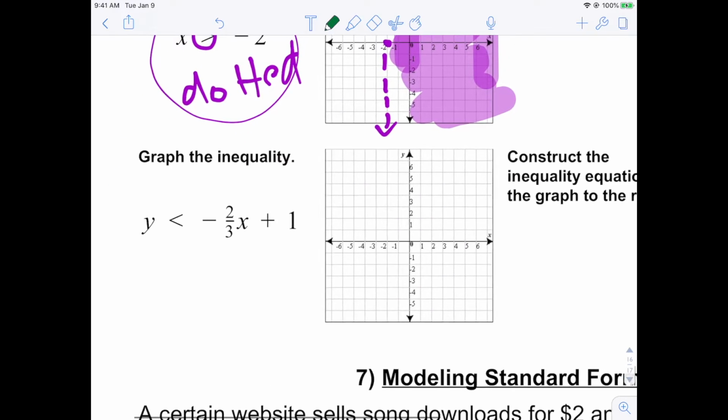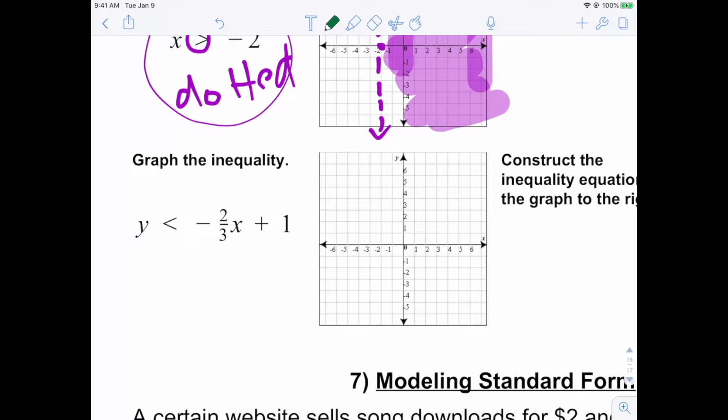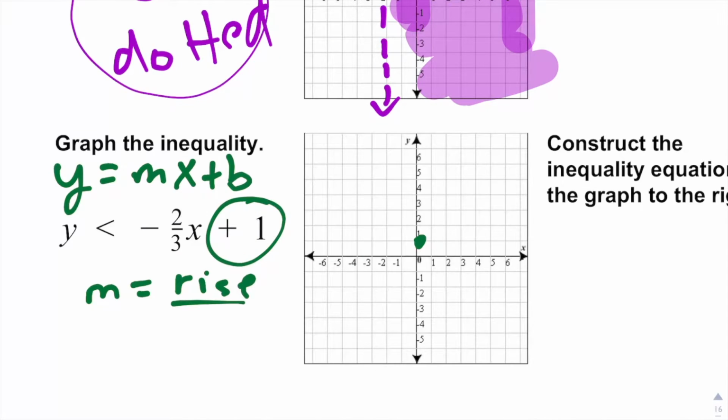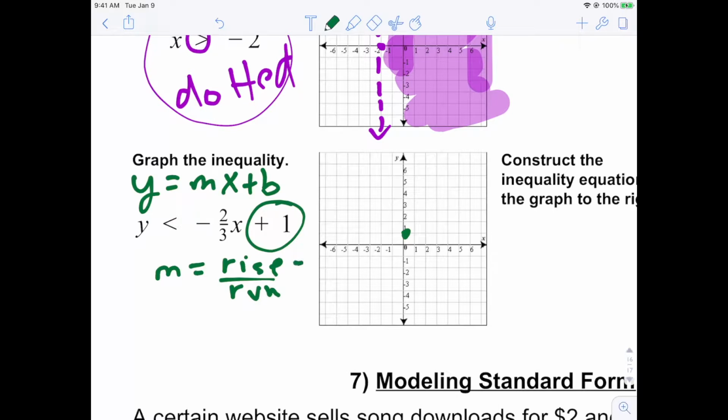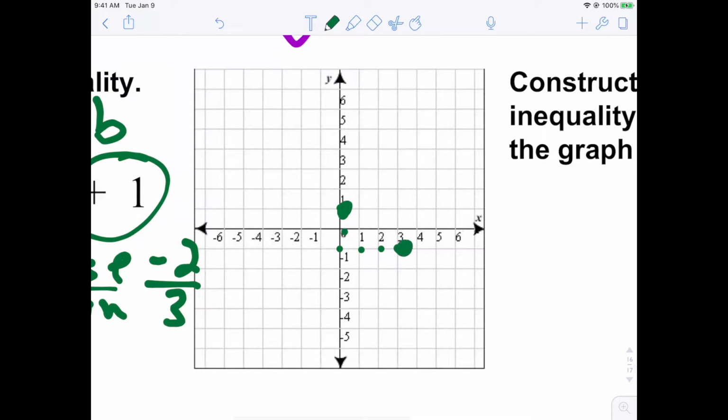So here we have a graph and the inequality y is less than -2/3 x plus 1. We're going to graph this just like we would any other graph in slope-intercept form, y equals mx plus b, where this is our y-intercept and this is our slope m right here. Y-intercept of 1 right there, and then my m value is rise over run. So I'm going to rise -2 and run 3, or go down 2 and right 3. So 1, 2, and then 1, 2, 3. So there's my point right there for my line.